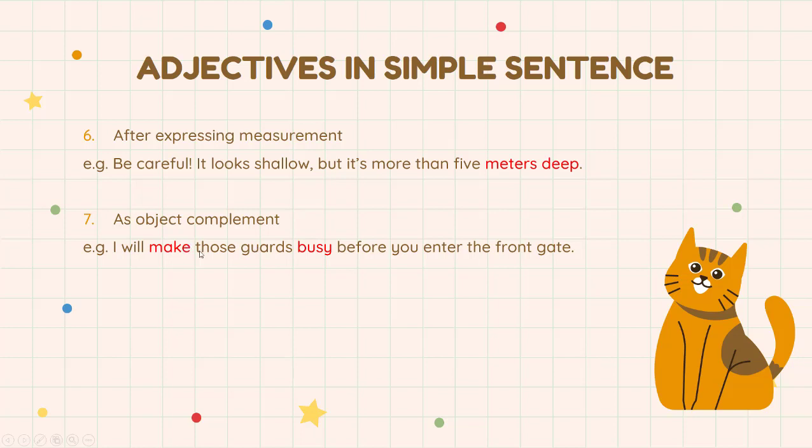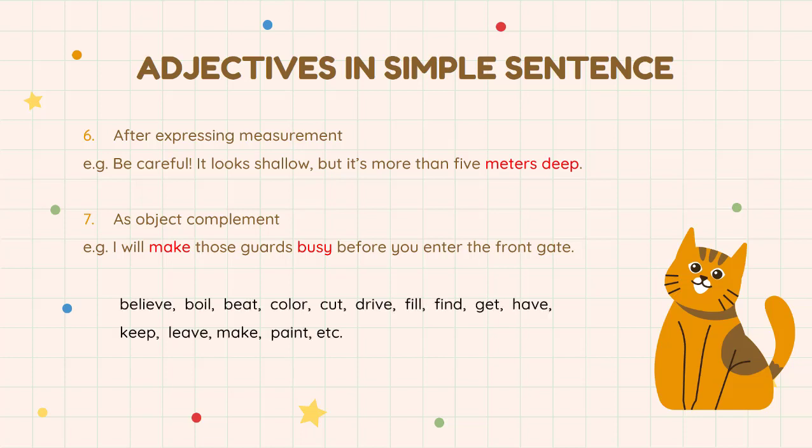So for the object complement, I mean the verbs that are followed by the object complement are actually special. Not all of the verbs can be followed by the object complement. I give you the example like believe, boil, beat, color, cut, drive, fail, find, get, have, keep, live, make, paint, etc.